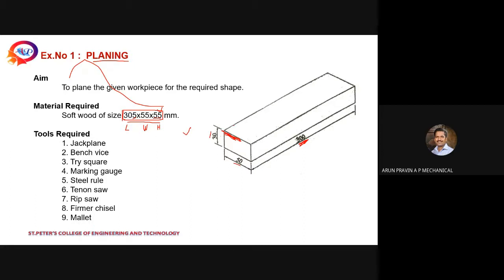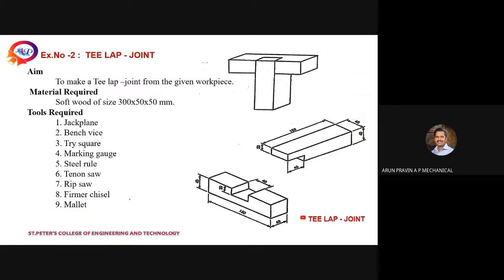Main thing is that you should understand what are the tools used for this material. Jack plane: you ask our attender, I want a jack plane to plane the material like that, then he will produce your work piece. And tri square, then what is the use of marking gauge, then what is the use of steel scale, saw and rip saw, and everything is used over here. So you should understand what are the main tools used for these operations. Then directly you go for the second one.